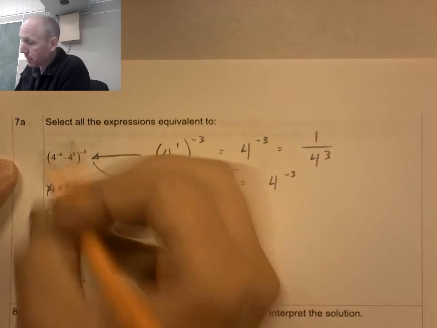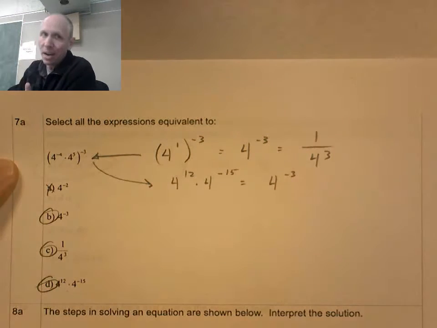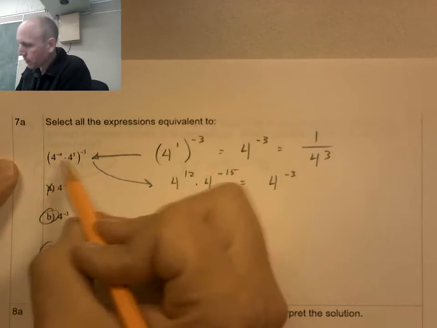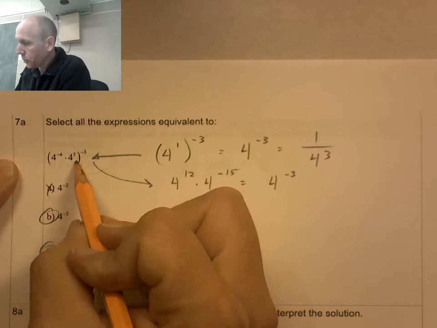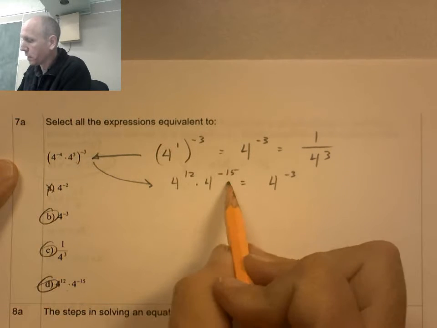The other way to think of this is kind of like a distribution. It's not really a distribution, but it looks like a distribution. So this would be 4 to the 12th times 4 to the negative 15. So 4 to the 12, 4 to the negative 15.